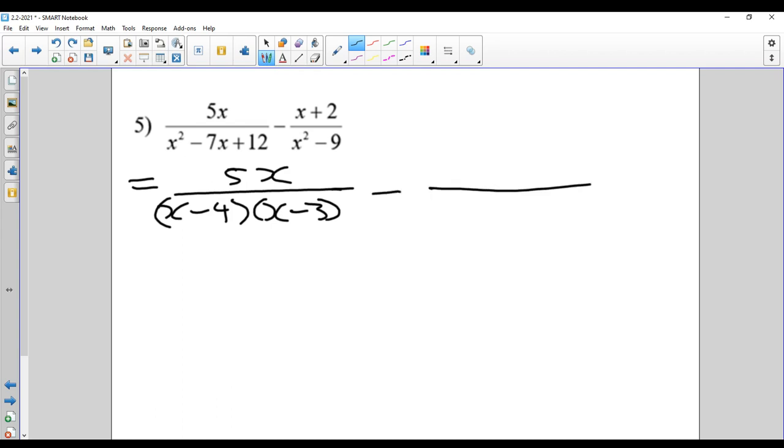How about the second one? Difference of squares. You seem to spot them very quickly. X plus 3, x minus 3. Okay, so the top is still the same. All we've done is factor the bottom. That's all we've done.